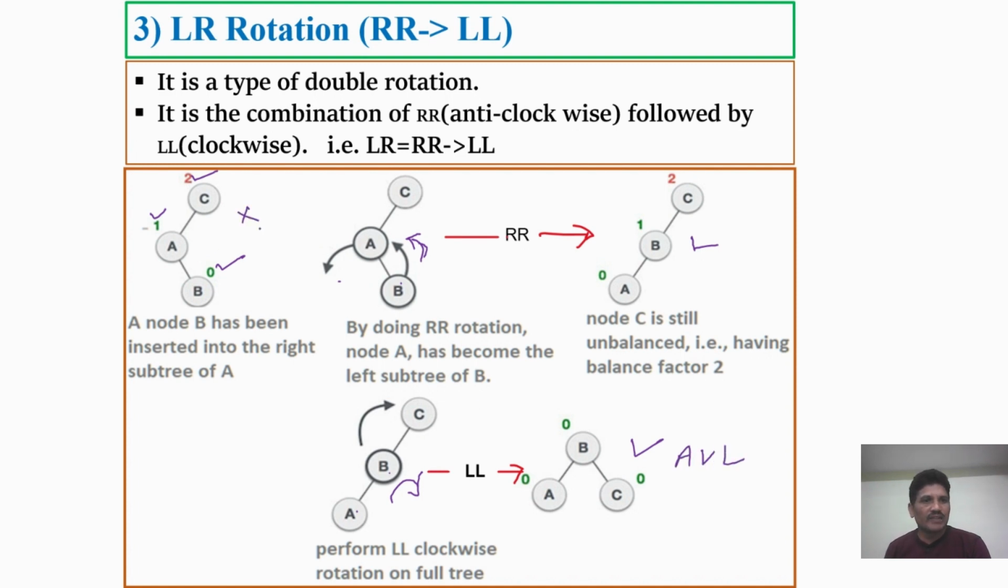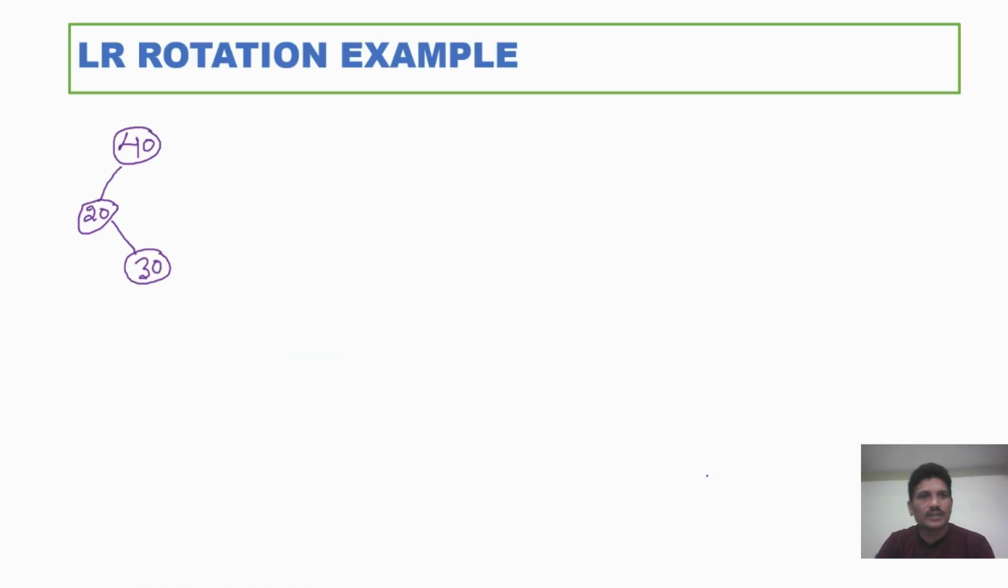Here it is not an AVL tree. Finally we performed the two rotations and we got the AVL tree. It is not possible to make it balanced with a single rotation. Then I will give an example for it. The example is like this.